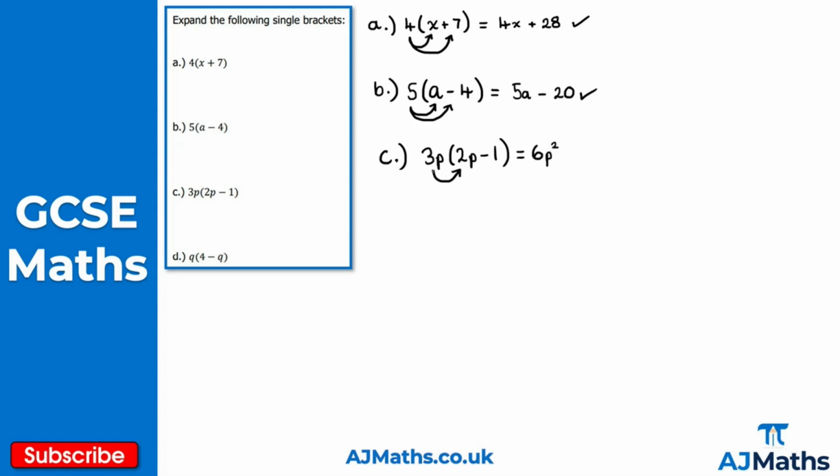And then 3P times minus 1. Again, don't forget the minus there. That gives us minus 3P. Okay, so that's our solution to C.